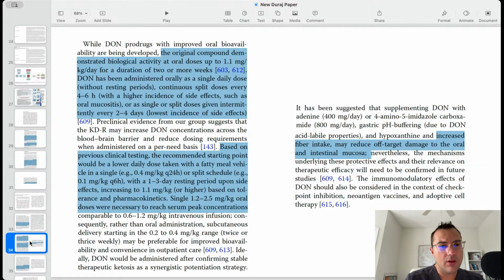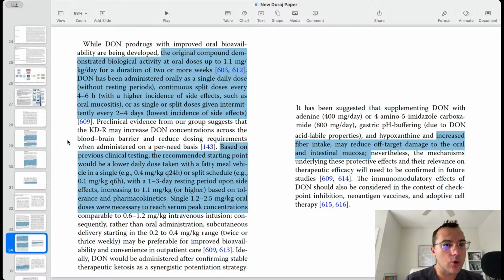So let me just tell you that with DON, there are so many different types of dosing strategies. And to be very frank, what I saw in the literature was that oral dosing daily was the best, which does not fit within Press Pulse, but they're going to address that to some degree. So while DON prodrugs with improved oral bioavailability are being developed, the original compound demonstrated biologic activities at oral doses up to 1.1 milligrams per kilogram per day for a duration of 2 weeks or more.